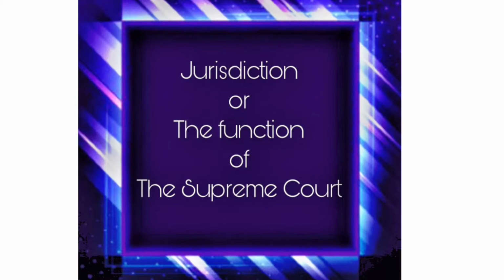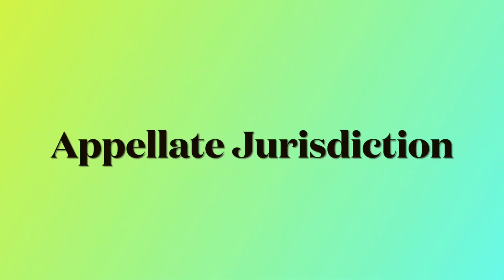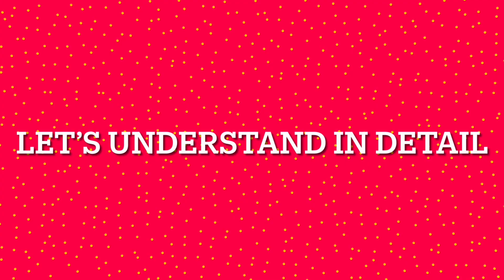And gradually the change appeared in the basic structure, and now the Supreme Court of India comprises one Chief Justice and not more than 33 other judges. The Chief Justice and the other judges are appointed by the President of India. Being so important, the Supreme Court has threefold jurisdictions or functions. The first one is original jurisdiction, the second one is appellate jurisdiction, the third one is advisory jurisdiction. So let's understand it in detail.